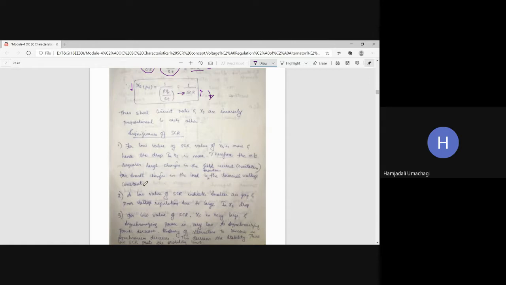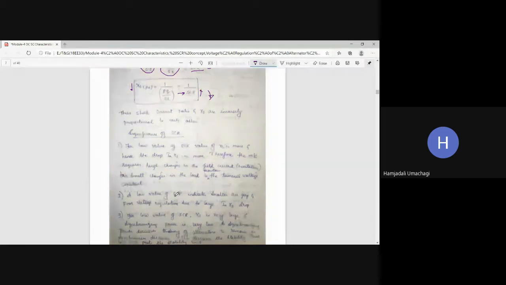So for an alternator, we are always connecting the load. If we connect some load, then automatically there will be some drop in the voltage because of all the voltage drops. So to maintain the terminal voltage constant, you have to bring some more excitation to that machine. So if the value of SCR is very small, then it requires a large value of field current to maintain the terminal voltage constant. That is the drawback here.